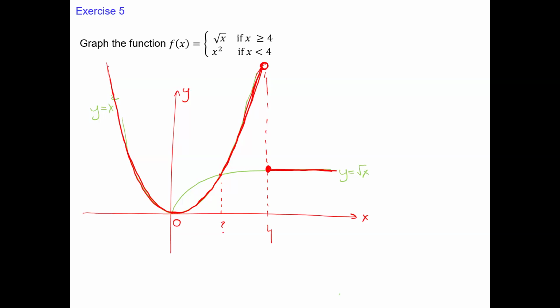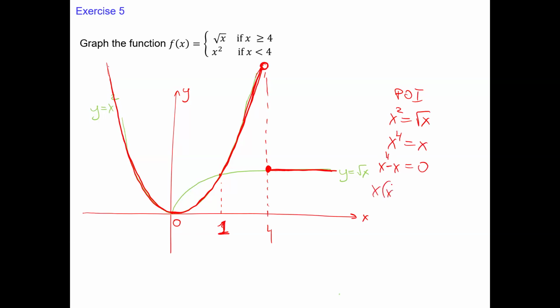But just to know how to find this, we will call them points of intersection. I can say that x squared must be equal to square root of x. We can see they are equal for 0 and for 1, yes? But algebraically, we can square both sides. Then I can subtract x from both sides.